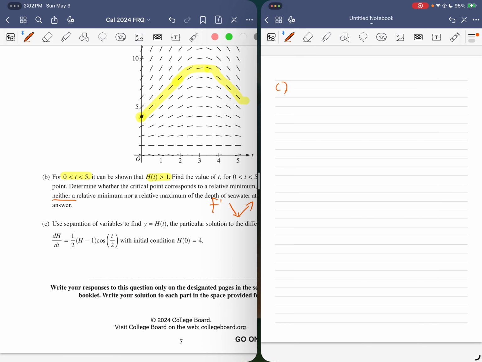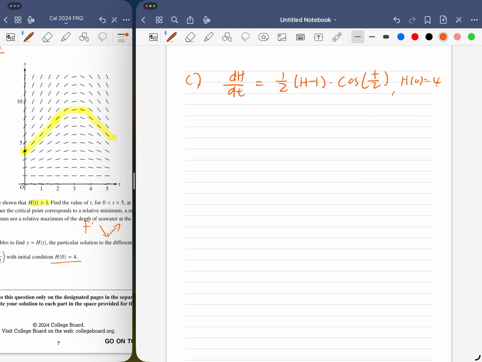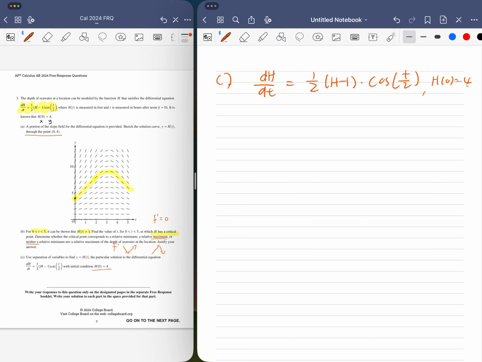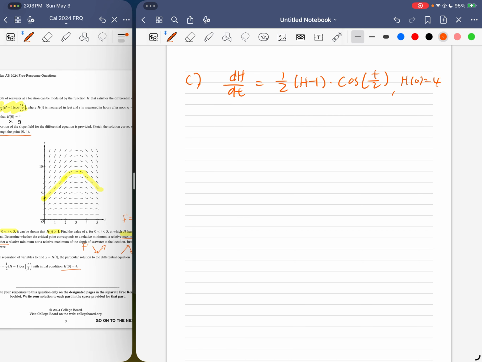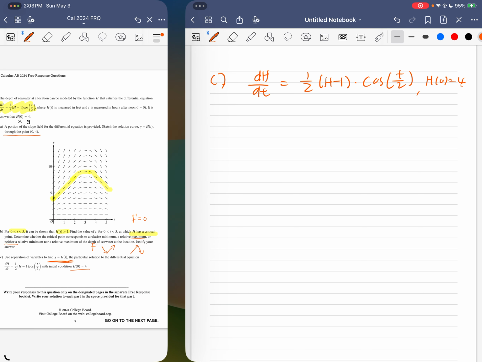Let's do C. Use separation of variables. This is something that you guys have done a lot. dh/dt equals 1/2 (h minus 1) cosine of t over 2, with the initial value h of 0 equals 4. So you want to find the particular solution for the differential equation, right? So you want to solve for h, because that's what the question is asking. So let's solve for h.